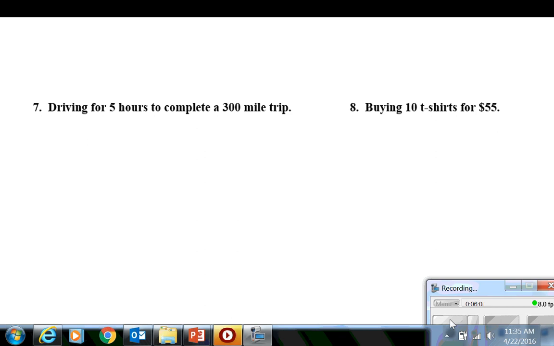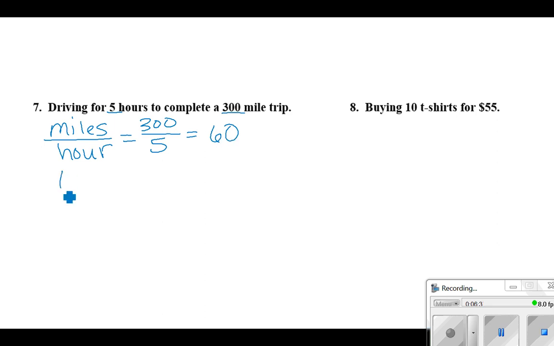Number 7, driving 5 hours to complete a 300-mile trip. If we are going to make the fraction, we know we always have to do miles per hour. So that would be 300 per 5 hours. And when you simplify that, you get 60. So the unit rate would be 60, and then we're going to use the fraction miles per hour.